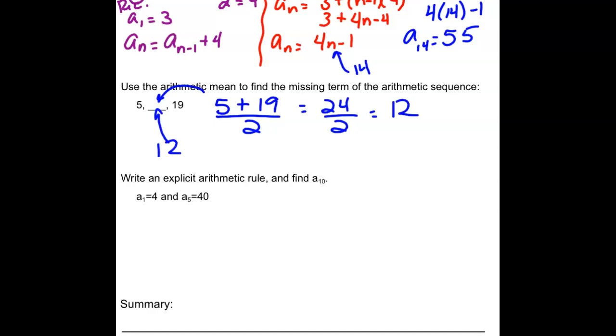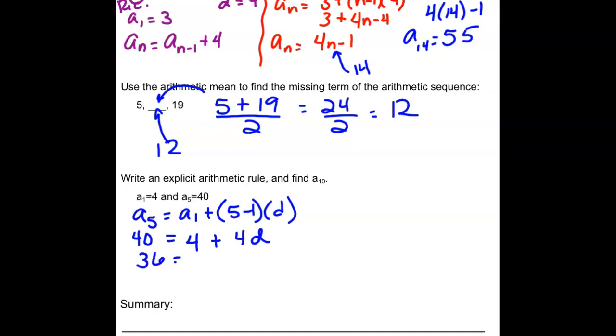All right, the last example says to write an explicit arithmetic rule and find the 10th term. So we know our first term is 4. We know our fifth term is 40. So we can use that. We can say our fifth term takes our first term and then adds 5 minus 1 of our common differences. Well, we don't know what the common difference is, but we can figure that out. Our first term is a 4. Our fifth term is a 40, and we know that we have 4 of these common differences. Subtracting 4 gets us 36, and dividing, we know that d is 9.